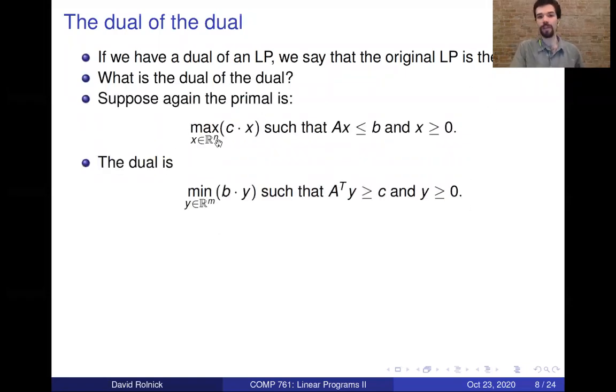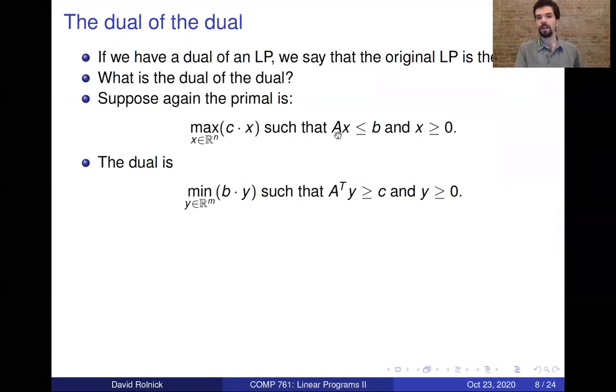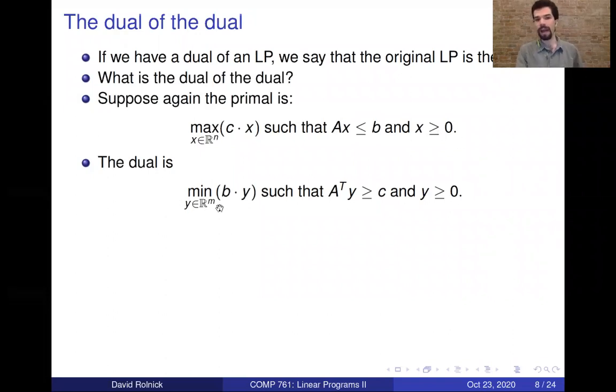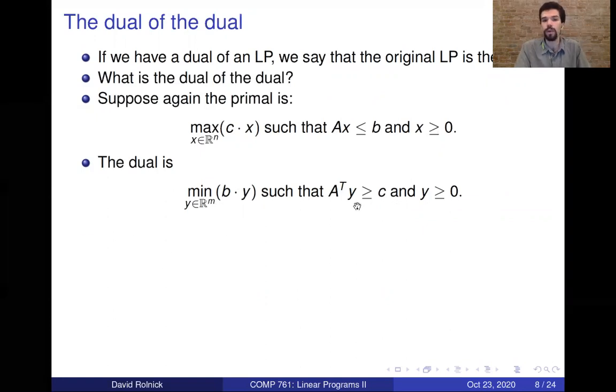Suppose, again, the primal is this. I've just rewritten it, the same thing. Maximizing c dot x such that Ax less than or equal to b, x greater than or equal to 0. The dual, again, is minimizing for a different number of variables, b dot y, swapped b and c here again, notice. So how do we even compute the dual of this? This is not in standard form. So we need to change it to standard form, but we know how to do that.